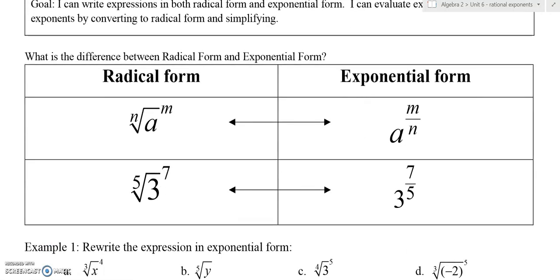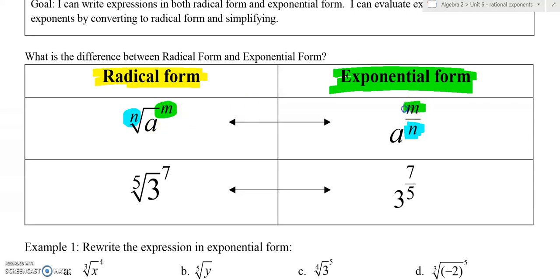Okay, in this first box, or I guess technically the second box, it says what is the difference between radical form, that's this stuff over here in yellow, and exponential form, over here in green. Really, they're the same thing. It's just a different way to rewrite this. So as you're looking at this really carefully, radical form is with a root. You have a little number, kind of, I like to say, sitting on this little ledge here. That number ends up being the bottom of the fraction in exponential form. The m, that little number on the outside, ends up being the top number of the fraction.